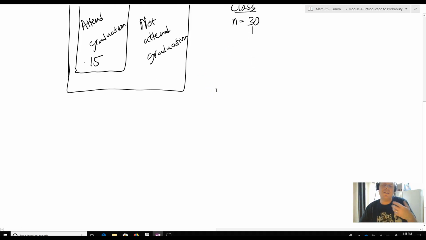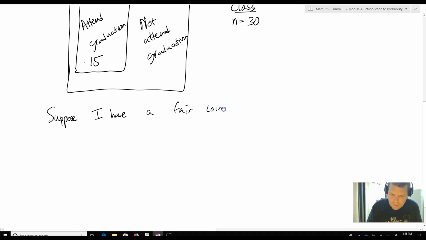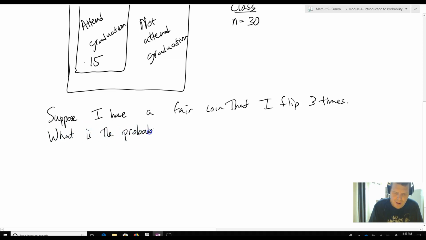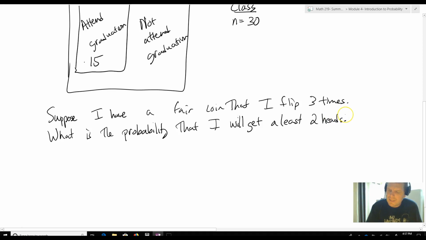Then, let's say we're doing something that's a little bit more tricky, right? Suppose I have a fair coin that I flip 3 times. What is the probability that I will get at least 2 heads? So in this case, I want to think about what the sample space is, and the sample space is going to be 3 flips of the coin.